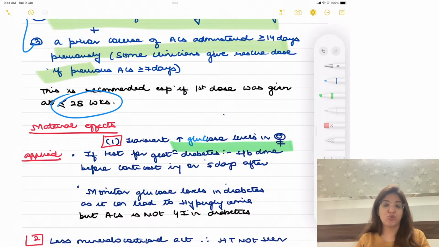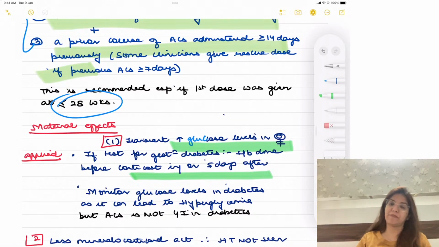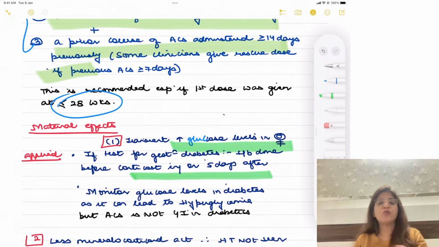Antenatal corticosteroids will lead to an increase in the mother's glucose levels. Now, after how many days of giving the corticosteroid injection are you going to test her for diabetes? Please remember, if you are giving corticosteroid injection and still you haven't screened the mother for gestational diabetes, either you screen her before you give a corticosteroid injection or you screen her after 5 days.